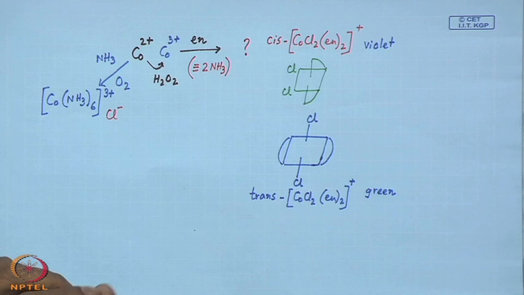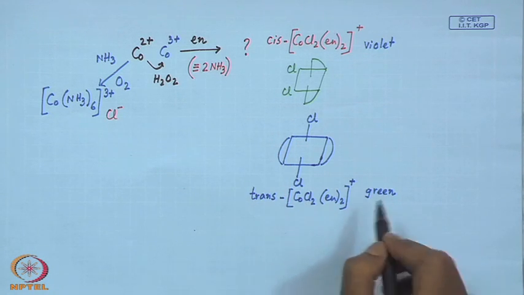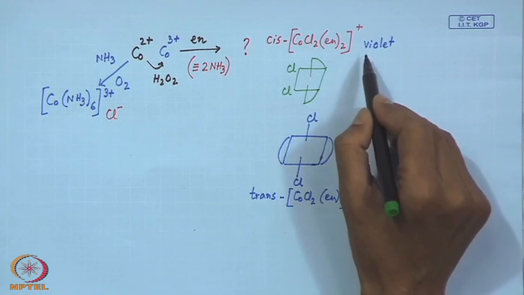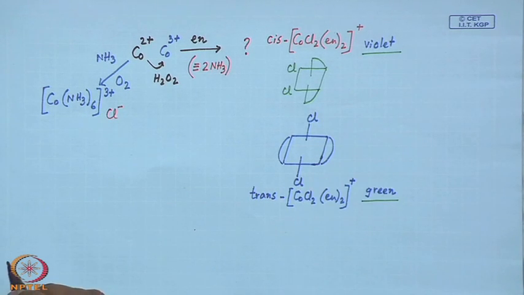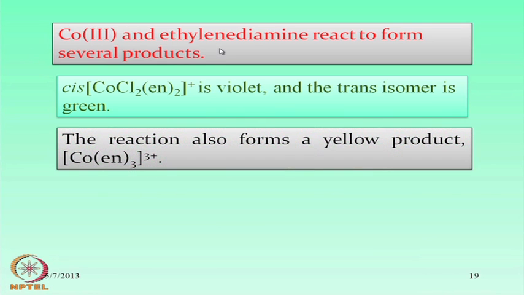these are the corresponding stereoisomers also, that the cis variety and the trans variety have different colors, one is green and another is violet. So, how we can identify all these different products even if we are reacting only cobalt 3 with ethylene diamine. So, not only these, that means the cis variety and the trans variety, but when we exhaustively replace all the Cl groups, we get the tris ethylene diamine cobalt 3 compound also, which is yellow in color.